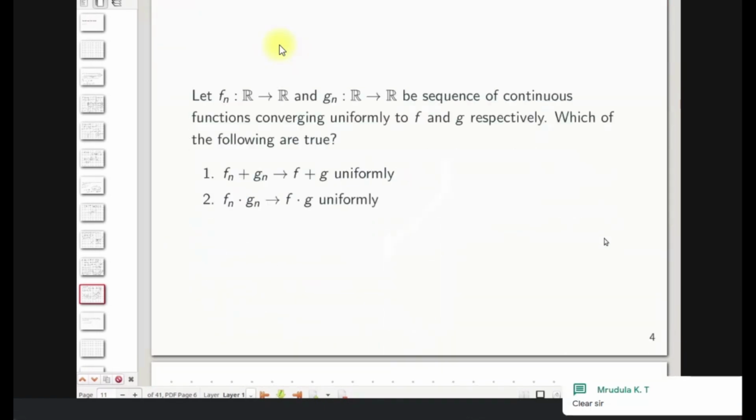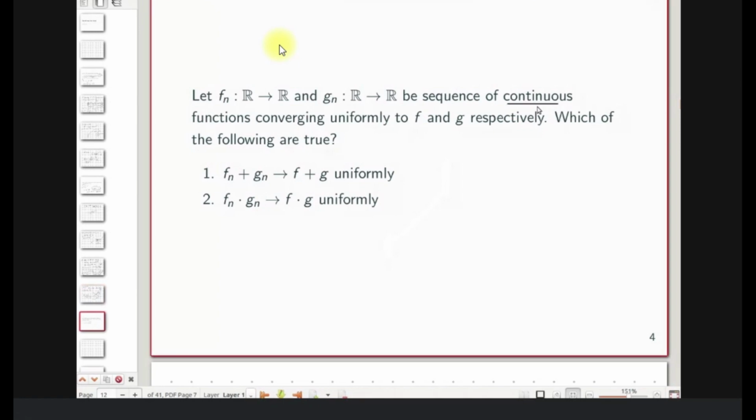So now, after a question which took a long time, let's see a relatively simple question. We have fn and gn to be continuous functions which are converging uniformly to f and g. So I have fn uniformly converging to f, gn converging uniformly to g. So I'm asking, is this true? fn plus gn converges uniformly to f plus g. Is this true?